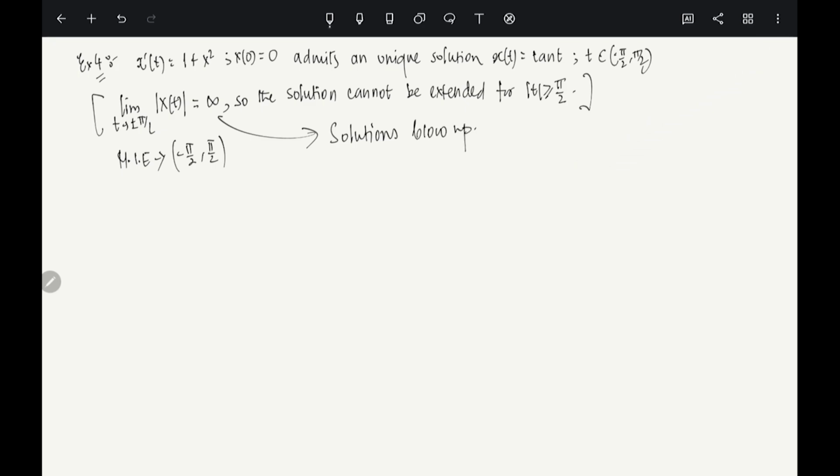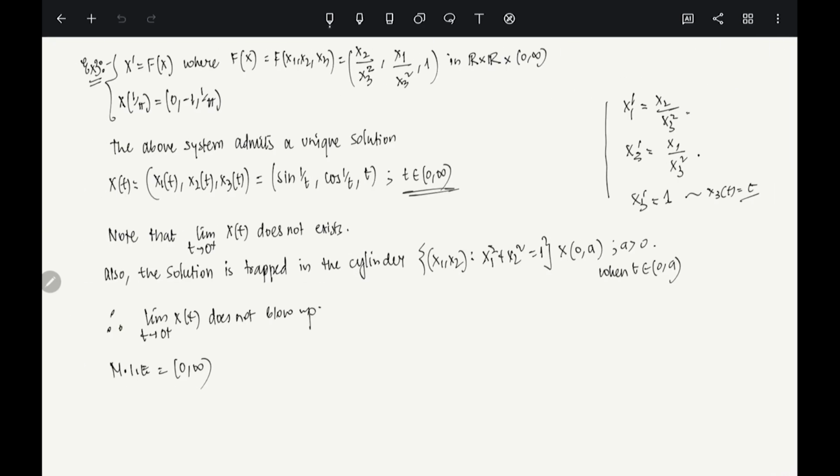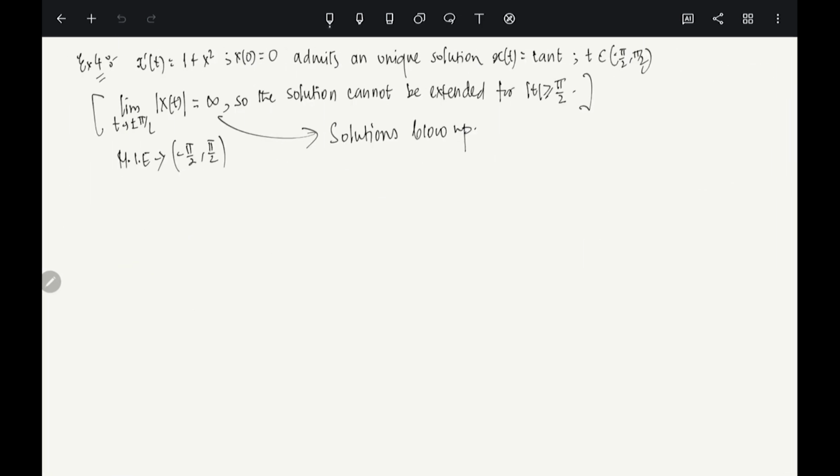Okay, so this kind of situation also happens, but it is rare. Generally, we deal with this sort of situation. So let's look at a system, and see whether something like this happens for a system or not. Okay, so let's look at this problem.